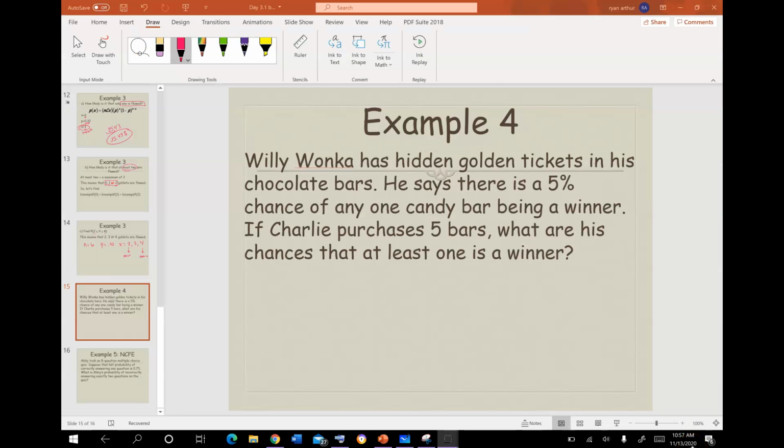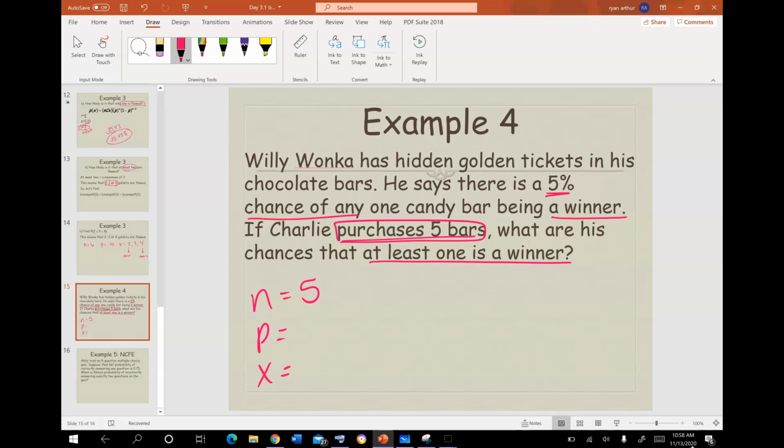It says Willy Wonka has hidden golden tickets in his chocolate bar. He says there's a 5% chance of one candy bar being a winner. If Charlie purchases 5 bars, what are his chances that at least one is a winner? Okay, so we need our N, P, and X. N, how many total candy bars does he have? So N's like your total of whatever you're talking about. So he purchased a total of 5 bars.